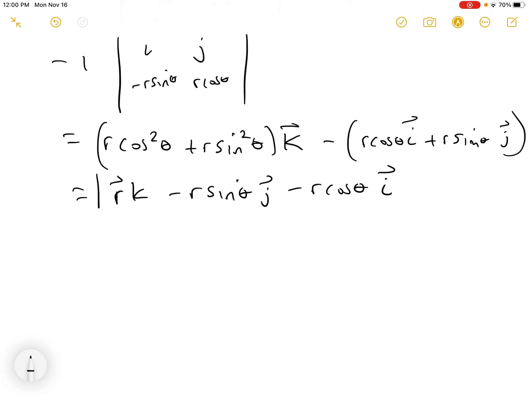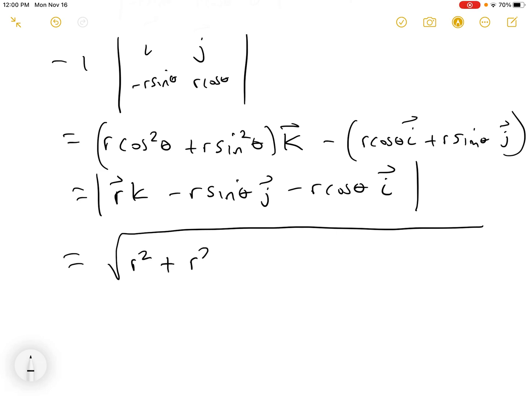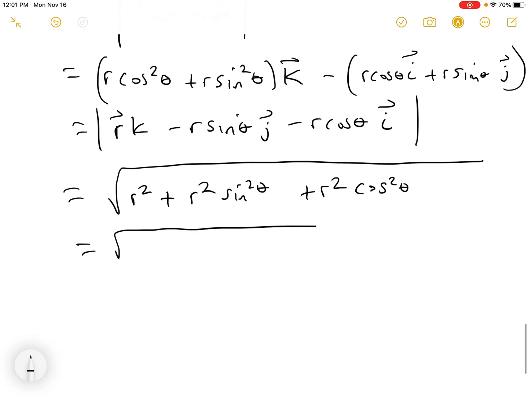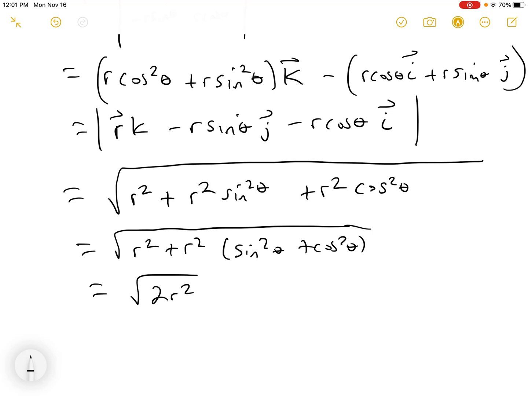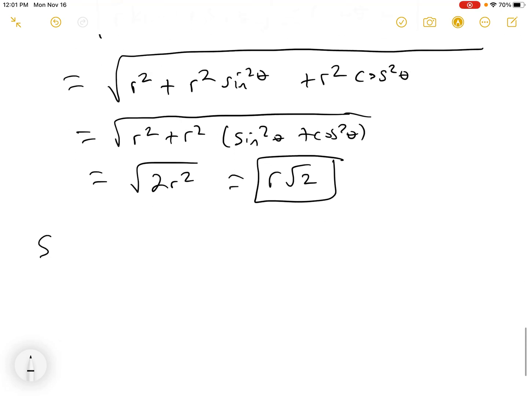Now we want to find the length of this vector, and it's the square root of r squared plus r squared sine squared theta plus r squared cosine squared theta, which is r squared plus r squared times sine squared theta plus cosine squared theta, and that's the square root of 2r squared, which is r square root of 2.